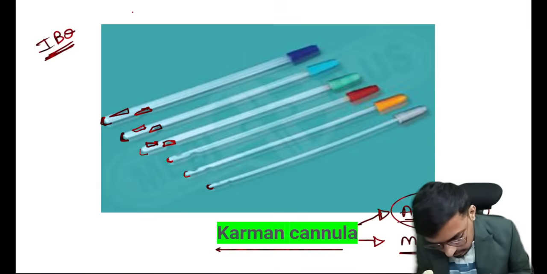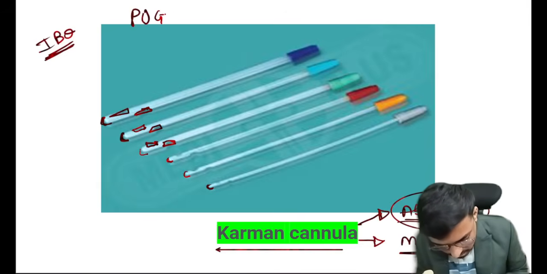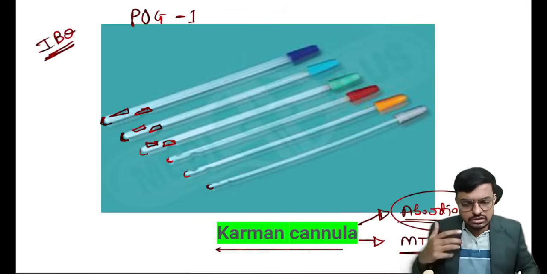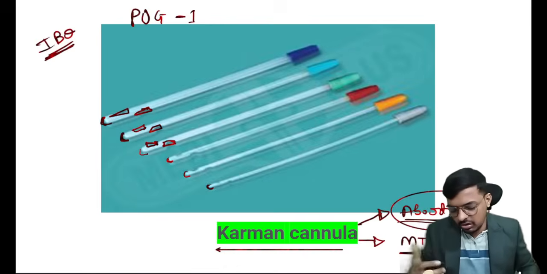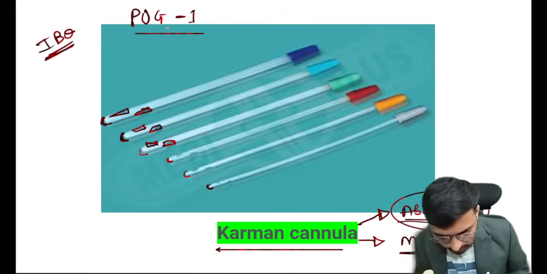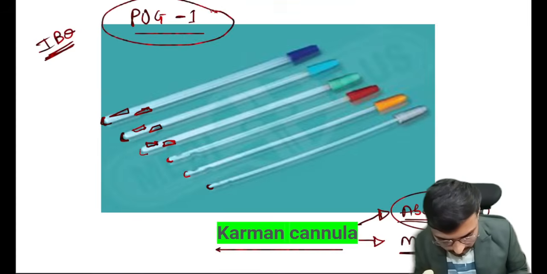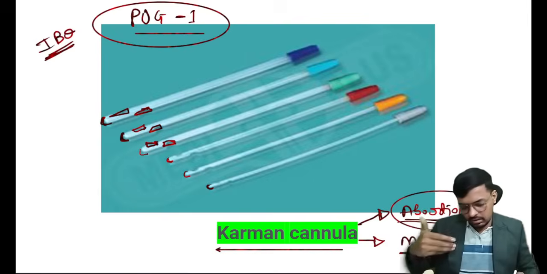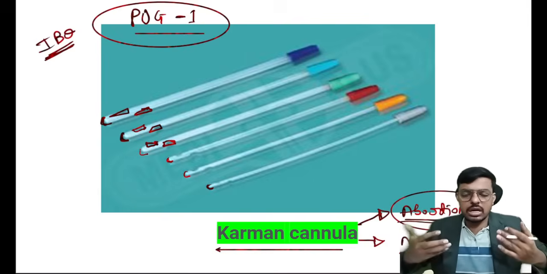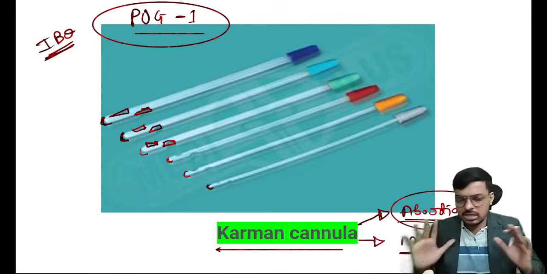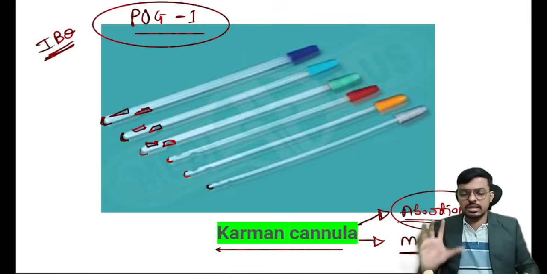You have to remember a very simple formula: the period of gestation minus 1. A few books say that the Karman cannula size should be equal to the period of gestation, and a few books say the period of gestation minus 1. For NORCET you have to consider this one only. In the recent medical exam it was asked like this, and many good books and good teachers have said the period of gestation minus 1 is the final formula to be considered for choosing the Karman cannula size.